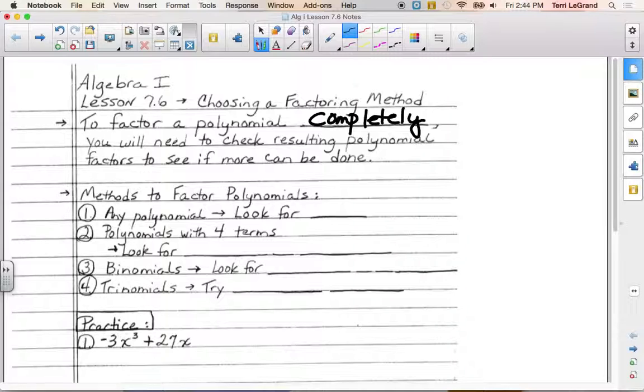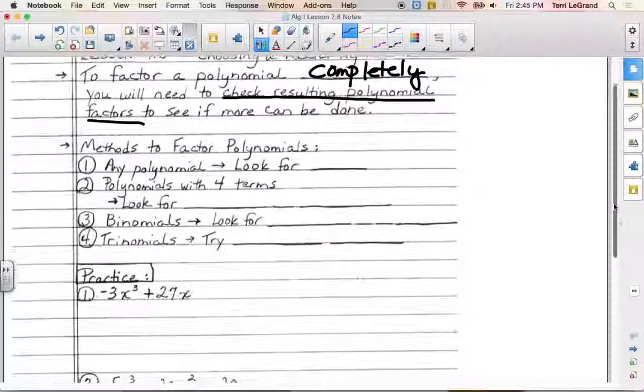So when we want to make sure the polynomial is factored completely, we are going to have to check resulting polynomial factors. So once we get a factor like happened in our homework one, when we got this x squared minus y squared, when we GCF'd it, we have to check that factor to see if it can be factored again. And in this case, it could be. So we always want to check to see, can we do any more?